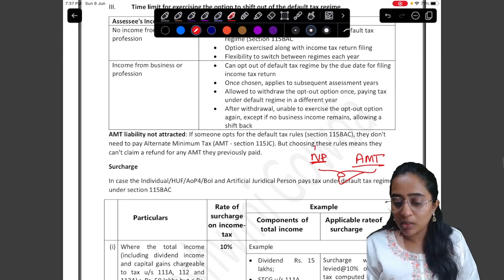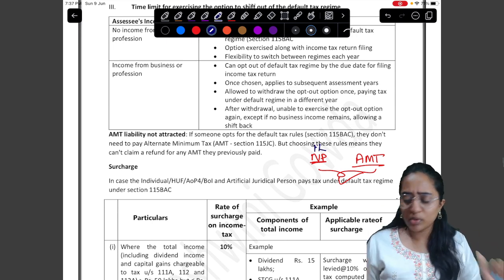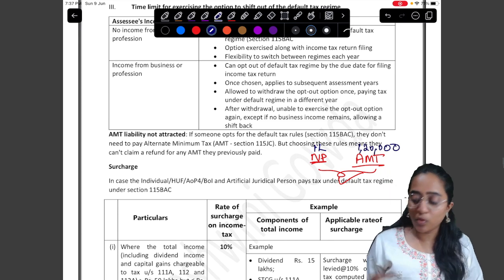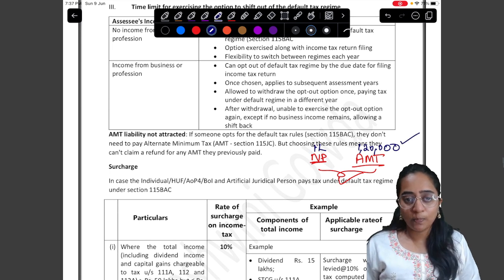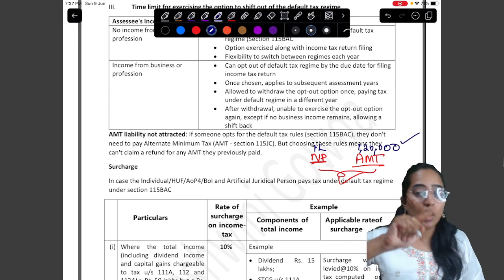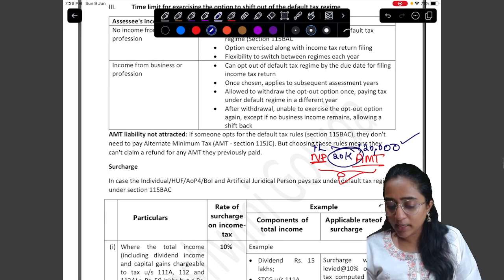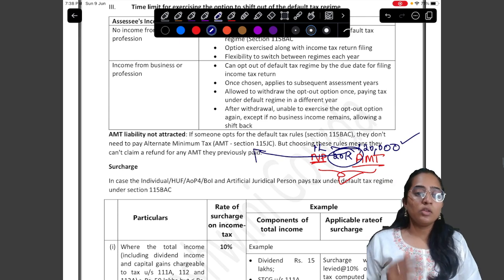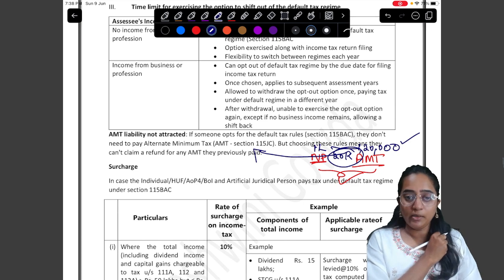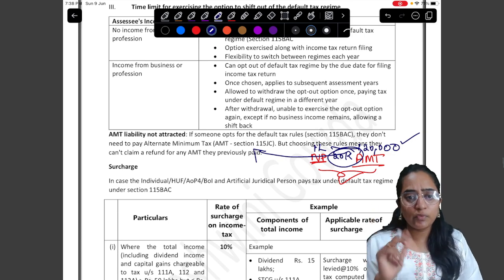Suppose as per the normal provisions, the tax liability is 1 lakh, example only. As per AMT, it is 1 lakh 20,000. Which one will you end up paying? You will end up paying 1 lakh 20,000. But now you're paying 20,000 more than the normal provisions. So to that extent of 20,000, you're going to get credit under AMT. You're going to get the AMT credit of 20,000.